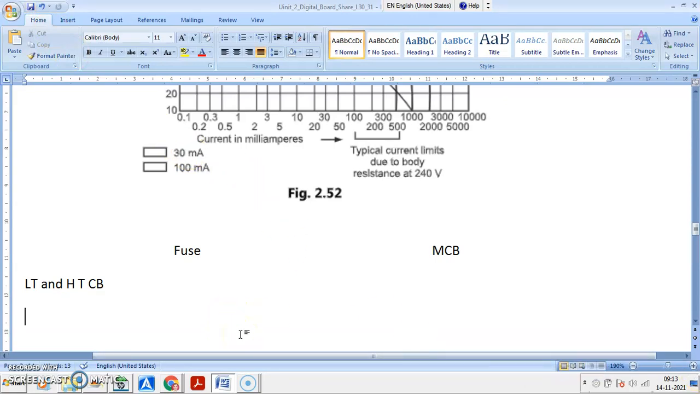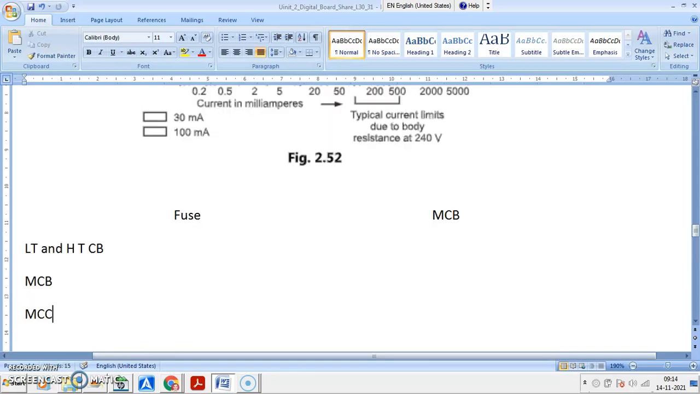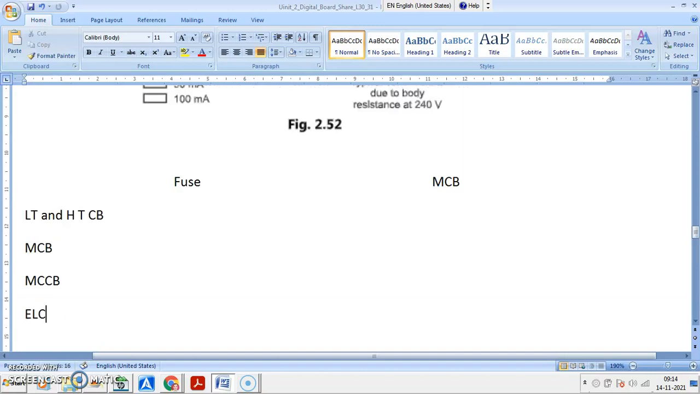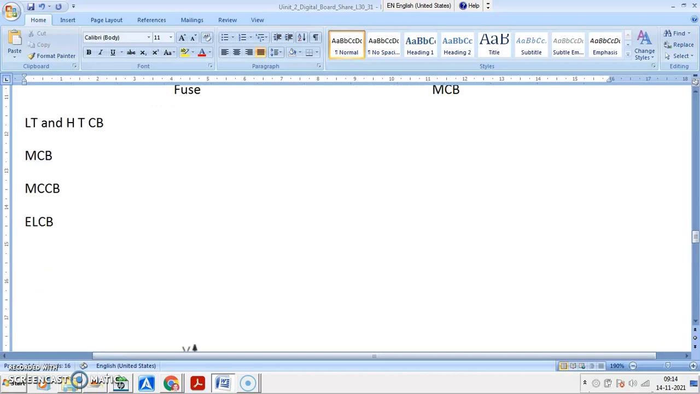So miniature circuit breaker, MCB. Then we have studied MCCB, then ELCB, then ACB, then air blast ABCB. Then PCB, vacuum circuit breaker. I am going in chronological order.